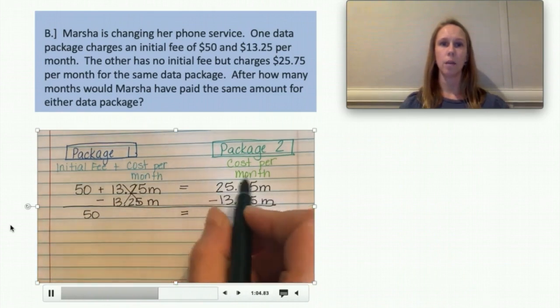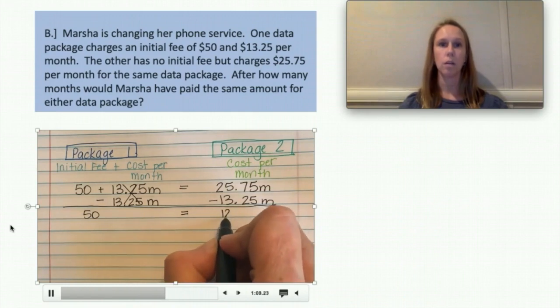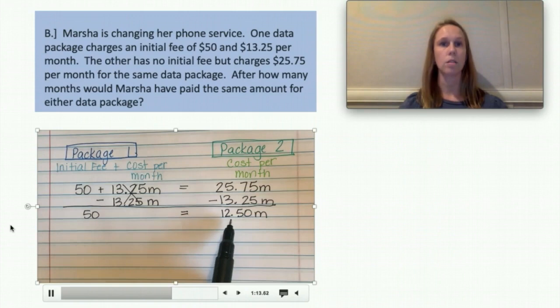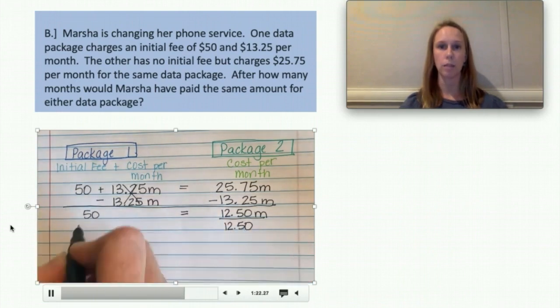After subtracting from both sides, I end up with 50 equals $12.50 per month. I still don't have m by itself, so I'm not finished. I need to do the opposite, or the inverse, of multiplication here, so I'm going to divide both sides by 12.50.